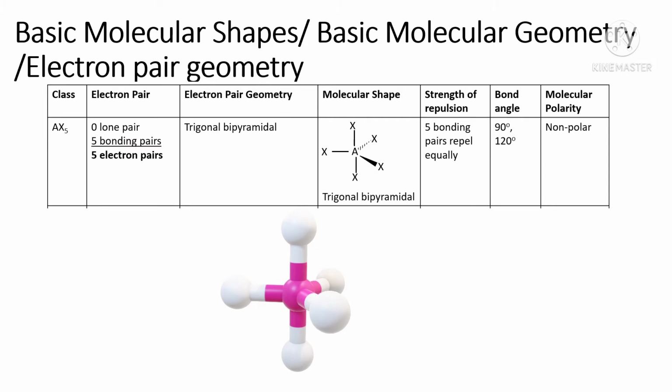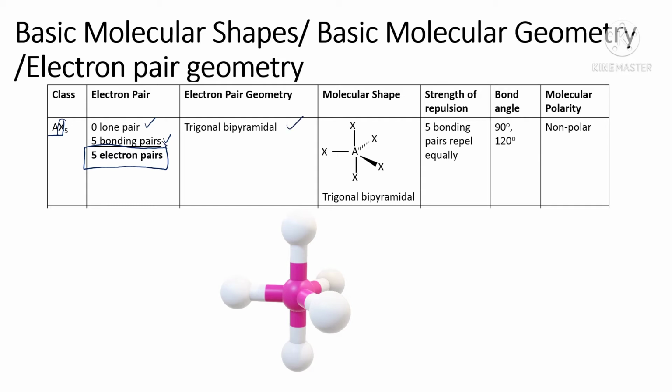The fourth basic molecular shape or electron pair geometry that I'm going to go through is trigonal bipyramidal with the class AX5. Again, A represents central atom and the X represents the terminal atom. For the class AX5, basically there is no lone pair but 5 bonding pairs around the central atom, giving a total of 5 electron pairs around the central atom. And the basic molecular shape or electron pair geometry that is adopted is called trigonal bipyramidal.